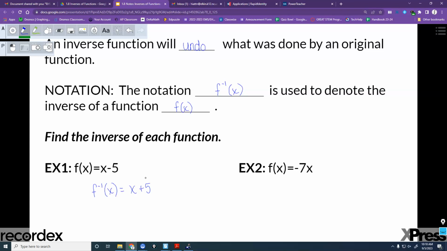Some of these are pretty simple to figure out. Others are going to be more complicated. If I had my second example here, I've got f of x equals -7 times x. What would my inverse be for that one? It's not going to be 7x.